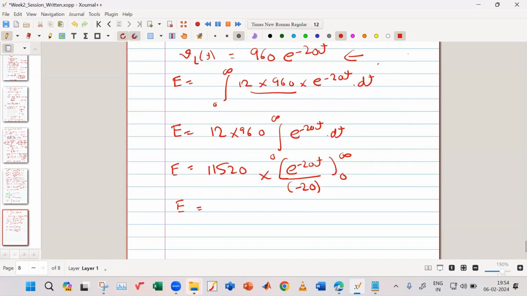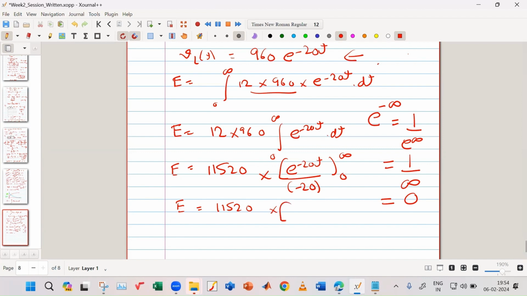So energy is equal to 11520 into what is e raised to minus infinity. 20 into infinity is infinity. So let me just say this: e raised to minus infinity can be written as 1 upon e raised to infinity. 1 upon e raised to infinity is 1 upon infinity, and we know 1 upon infinity is 0. So directly we just write e raised to minus infinity is 0.